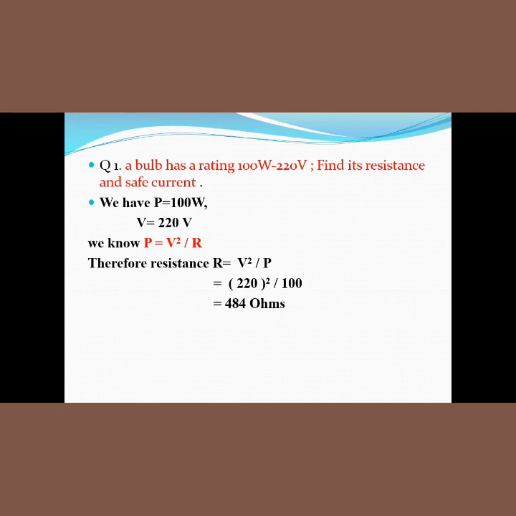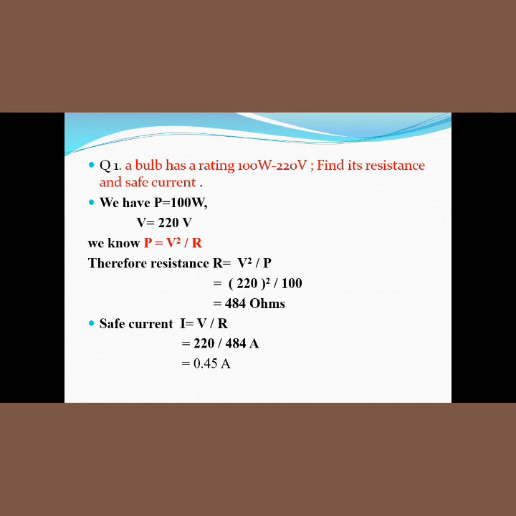484 ohms. This resistance is so chosen that when the bulb is connected across 220 volt mains, its power consumption becomes 100 watt. And the safe current I equal to V by R according to Ohm's formula. That is 220 divided by 484 ampere. That is nearly equal to 0.45 ampere.